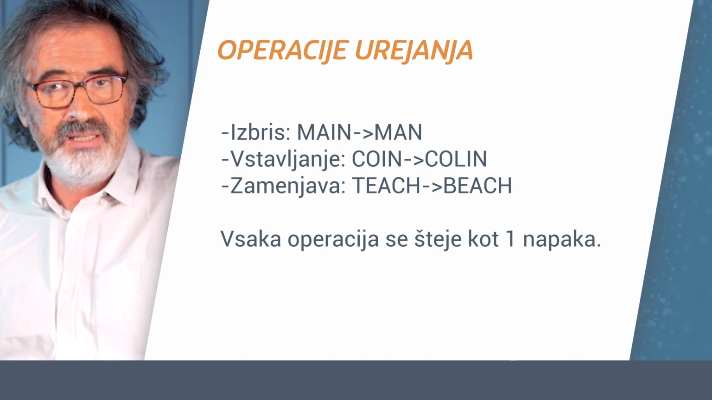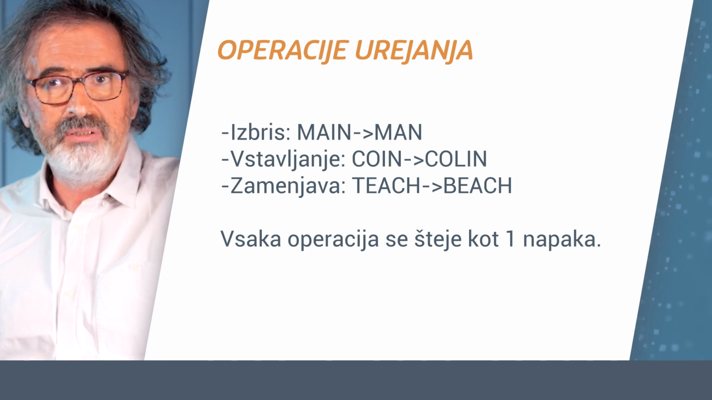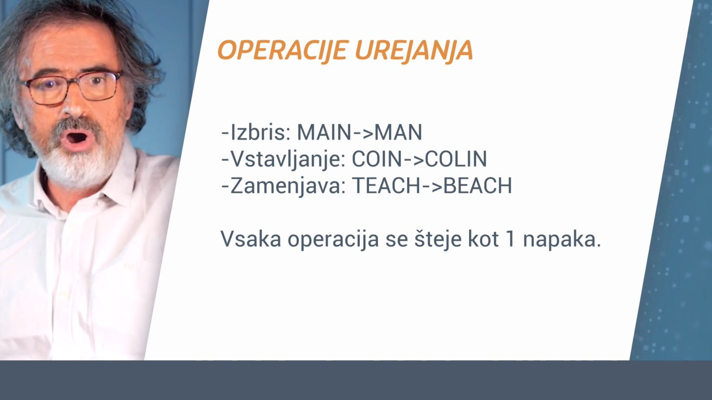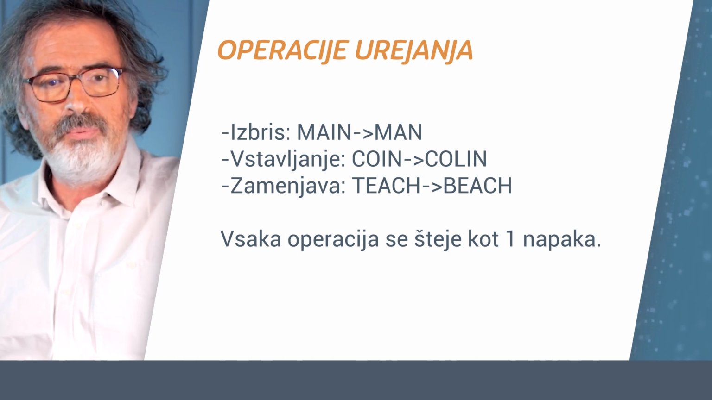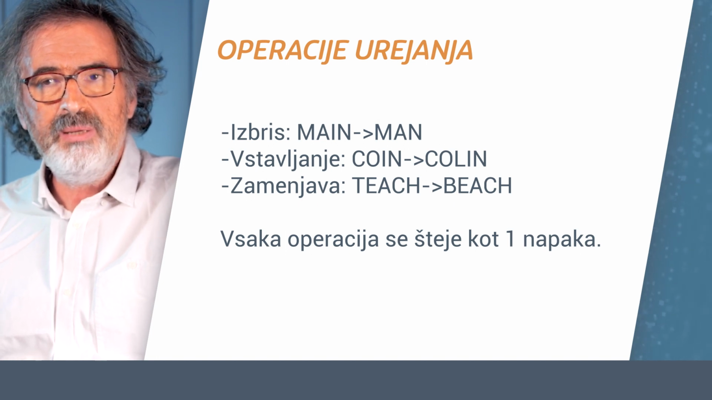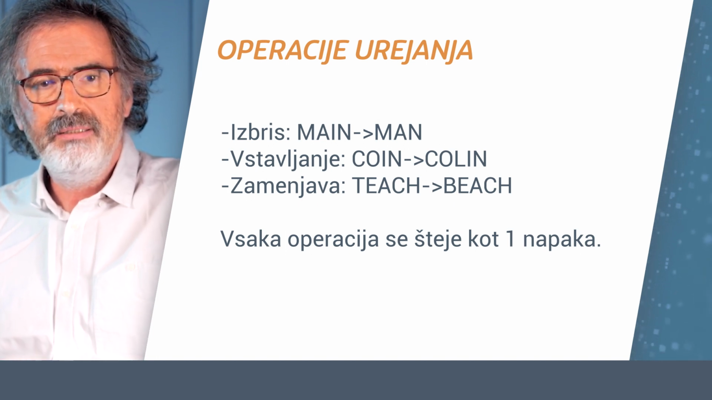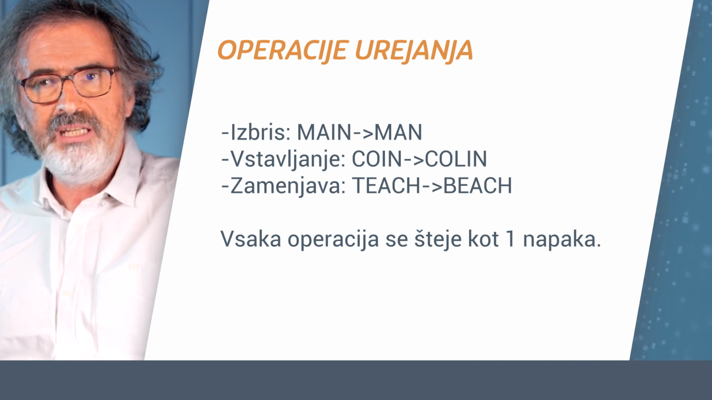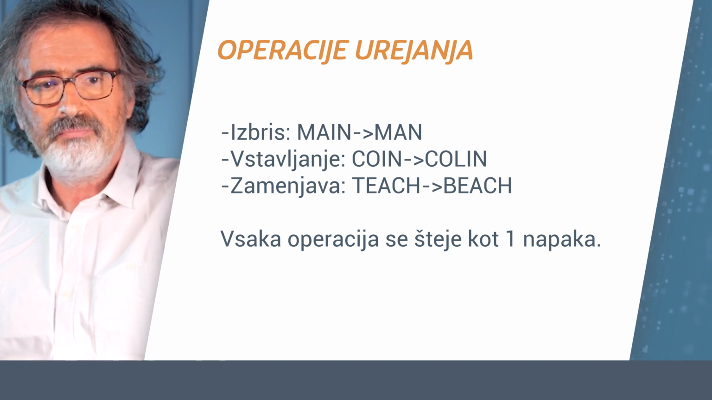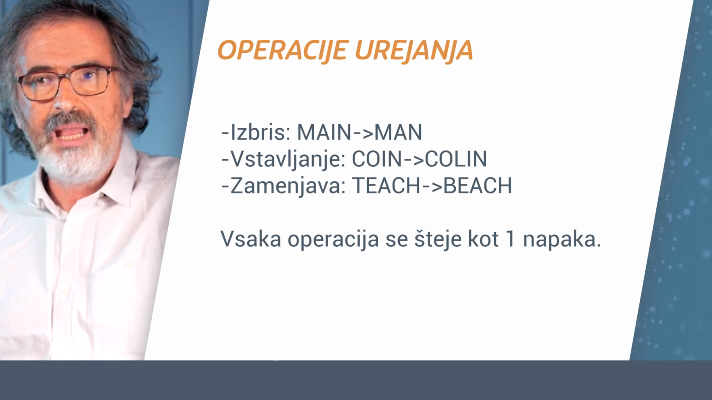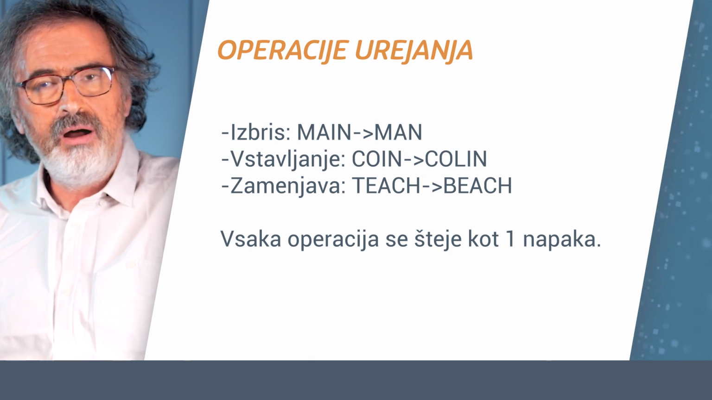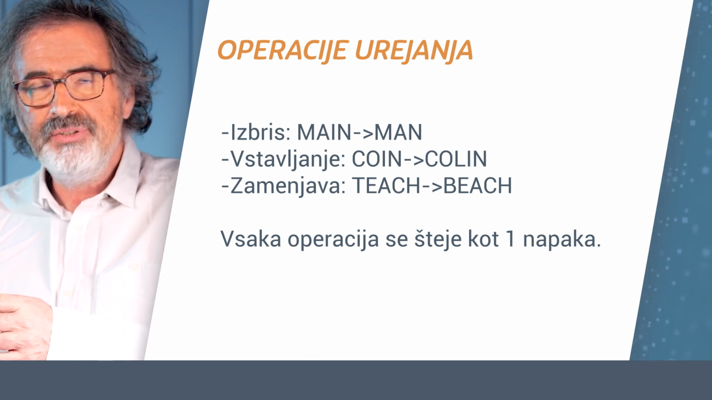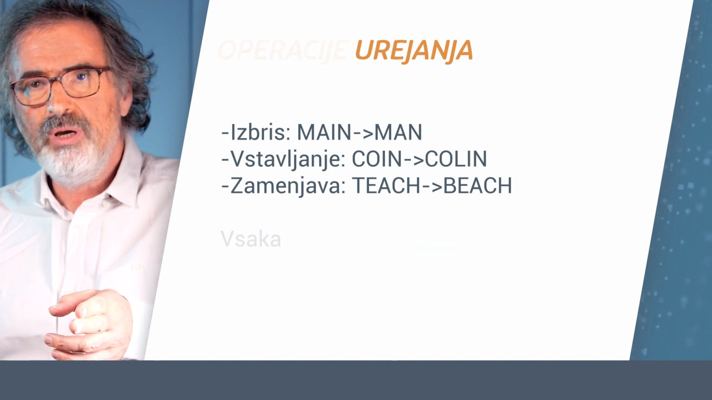The second one is the opposite. It's called insertion. So I wanted to write coin, but I wrote Colin, so I inserted an L. And the third operation is substitution. I replace one letter by another letter. For example, I wanted to write teach, but I wrote beach. Each one of these operations counts as one error. And what I'm interested in is calculating how many errors have been needed to go from one word to another. This is called the edit distance.